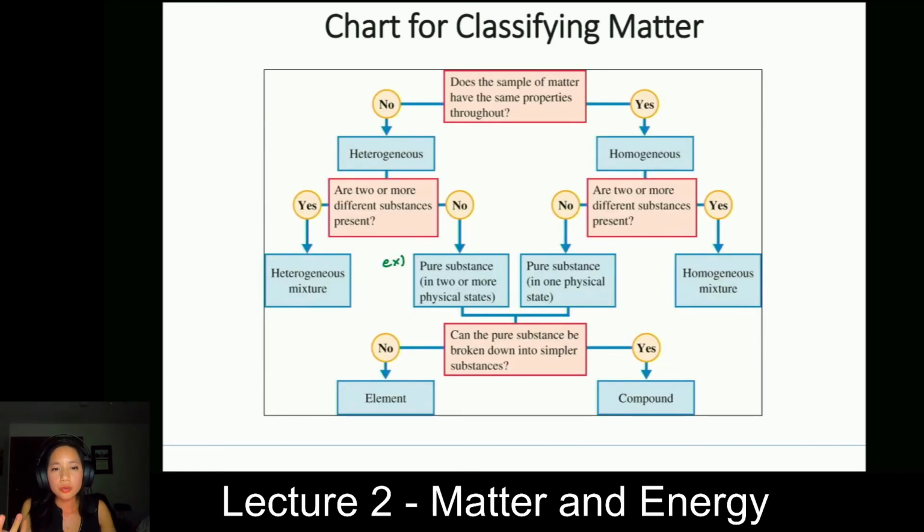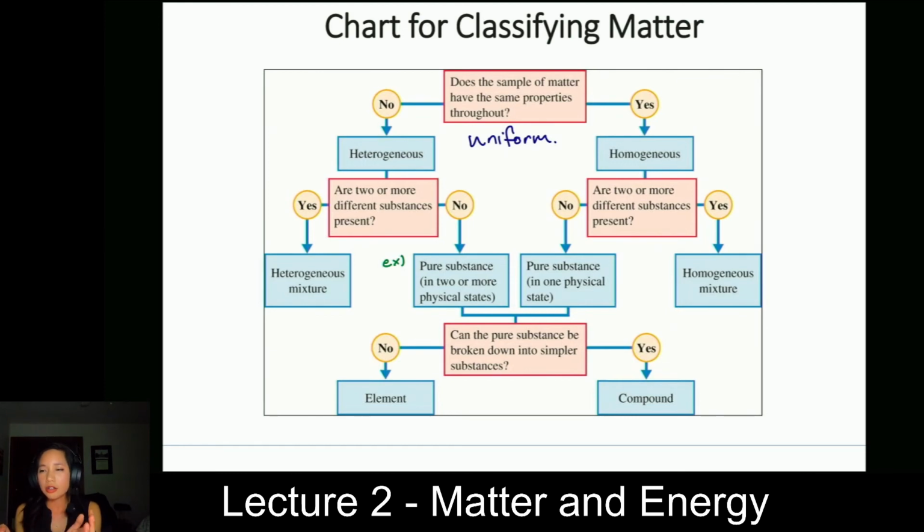So this chart really summarizes the thought process that you might go through to determine: is something a pure substance? Is it a mixture? All right, so if I ever give you an example piece of matter, the first question you should ask yourself is, is that sample uniform throughout? If you can clearly see specks of stuff in it, then that's not uniform. But let's say it is uniform.